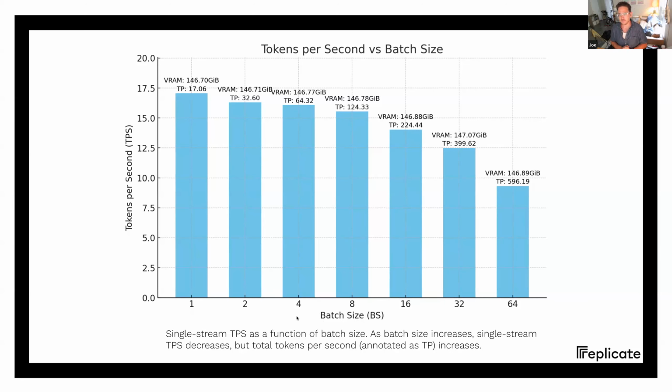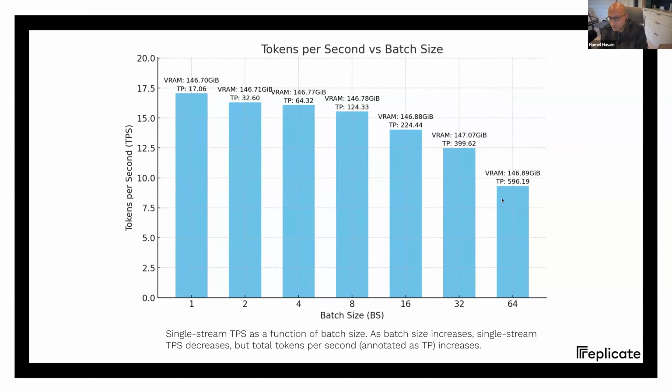Another consequence is that as you increase batch size, single stream tokens per second goes down, but total tokens per second, which is annotated here as TP, goes up. And so this is why it's really important to think carefully about what your performance SLAs actually are. What are your priorities? Do you need to produce a lot of tokens per second across all requests? If you're using agents, or doing something that is not latency sensitive, you have a large batch, it can make a lot of sense to use a really large batch size and prioritize total tokens per second.